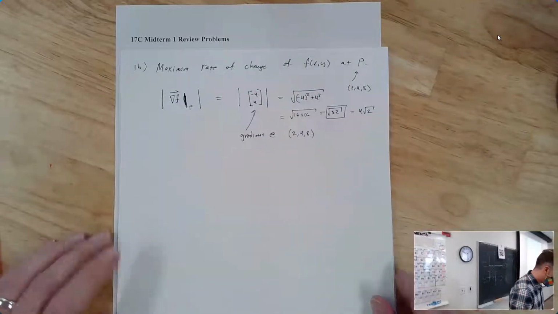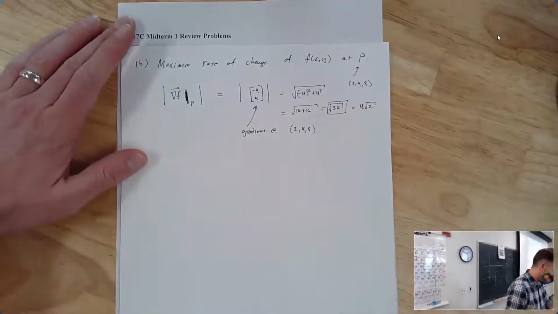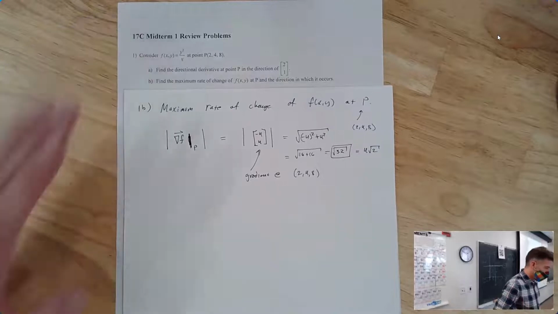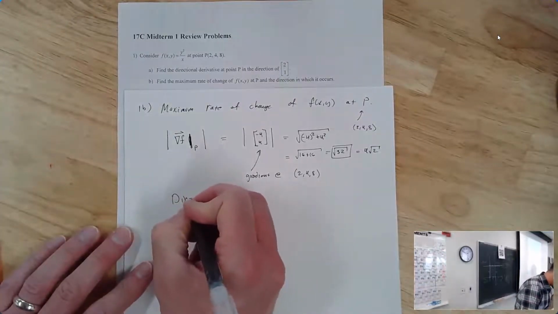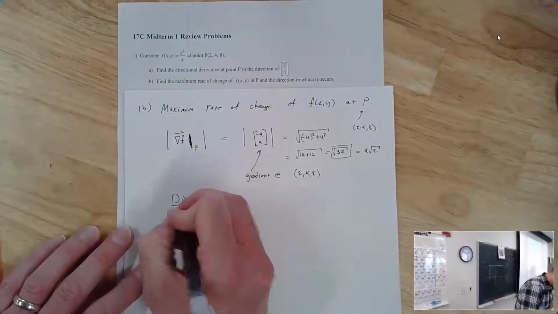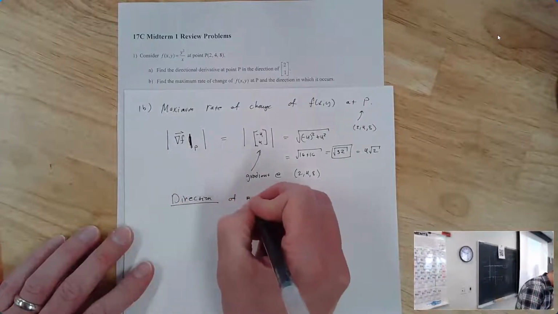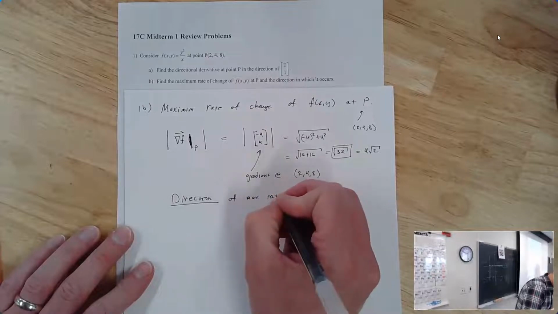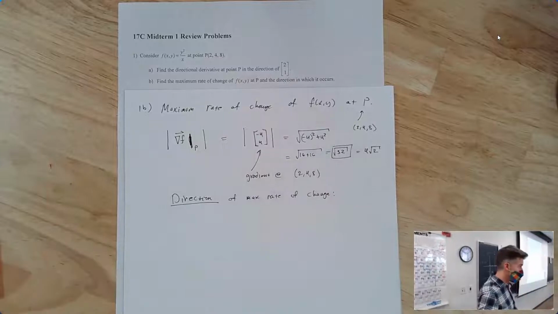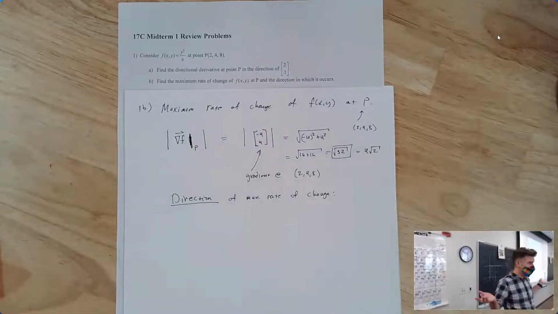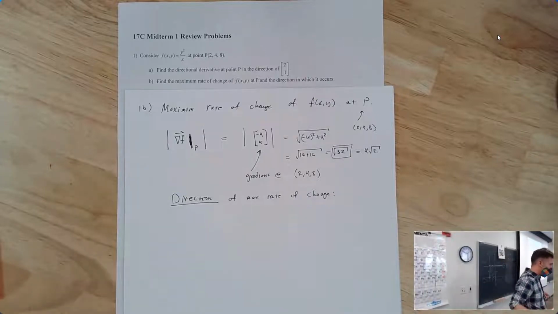Okay. So, oh, and then they also ask the direction in which it occurs. So what is the direction of the maximum rate of change? Everybody should be able to say very generally what that is. What direction is the maximum rate of change? Starts with a G, ends with an... gradient. It's the gradient. The gradient is always the direction of the maximum rate of change.